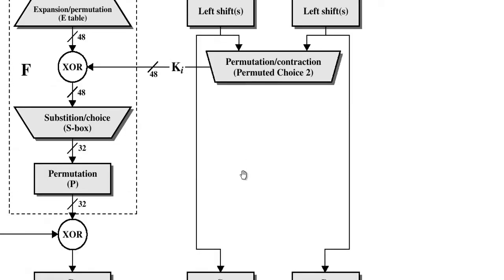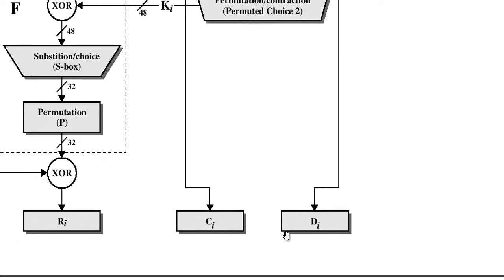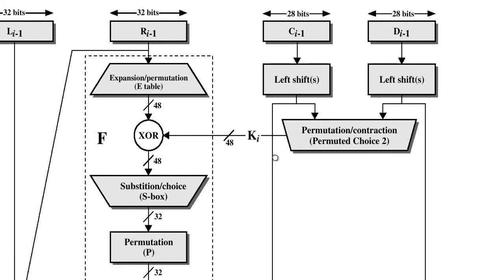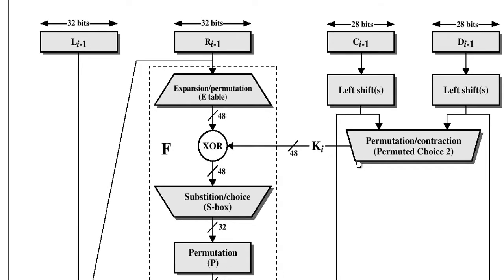So, the same process is going to happen for each and every round. This process is going to be repeating. So, that is all about your key generation. Now, it comes to our encryption process.